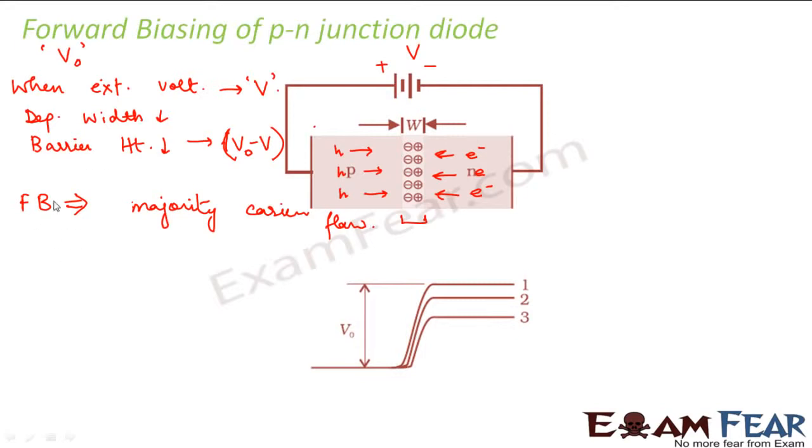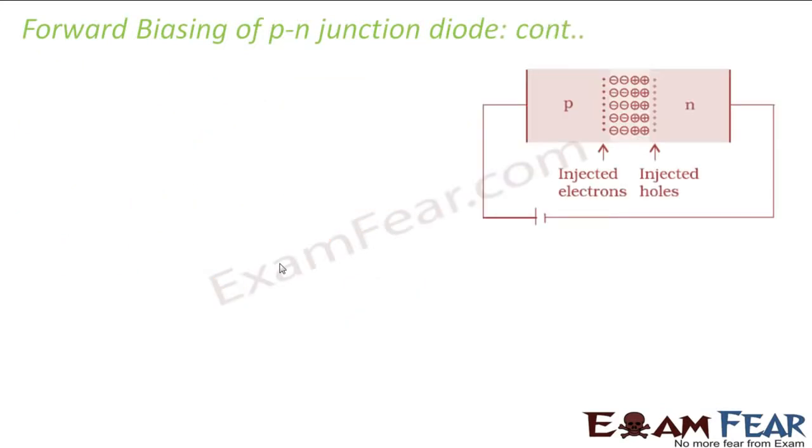So in case of forward biasing, what is happening? Electrons are flowing from N region to P region, and holes are moving from P region to N region. So it is encouraging the flow of majority carriers. In another way, we can say that majority carrier flow is encouraged by forward biasing of a PN junction diode, right? So the same thing we can interpret in this way.